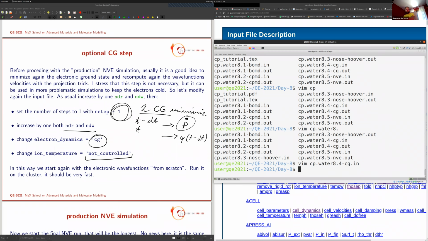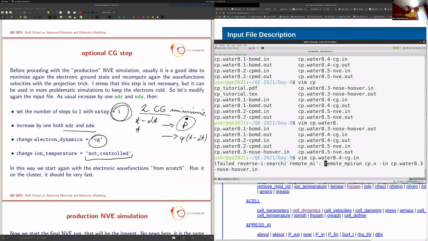Okay, there are some messages that the run is slow. Okay, I will go slower, but now the tutorial is almost finished, so don't worry. What was I about to do? Okay, submit the minimization. This is a very fast step.